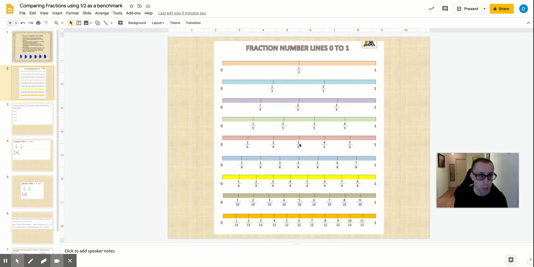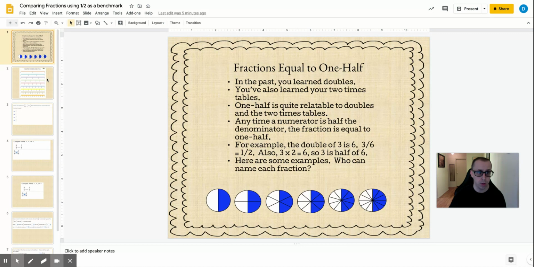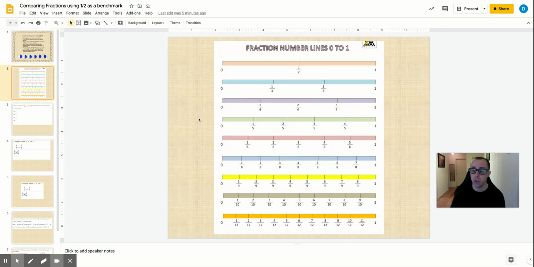Each lesson I've shown you this slide, because it's very important. When we don't have like numerators and we don't have like denominators, we can use 1/2 as a benchmark to help us. For example, if I wanted to compare 3/8 with 2/4, I know that 4/8 is equal to 2/4. I know that 2/4 is 1/2. I know that 4/8 is 1/2. So I know that 3/8 is less than 2/4 based on that benchmark.